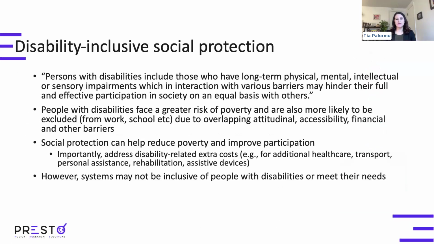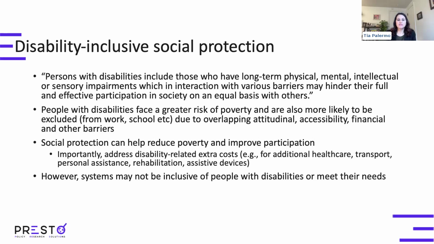In terms of disability inclusive social protection, starting with a definition, so persons with disabilities include those who have long-term physical, mental, intellectual, or sensory impairments, which in interaction with various barriers may hinder their full and effective participation in society on an equal basis with others. People with disabilities face a greater risk of poverty and are also more likely to be excluded, including from work, schooling, and other places, due to overlapping attitudinal, accessibility, financial, and other barriers. Social protection can help reduce poverty and improve participation among people with disability.